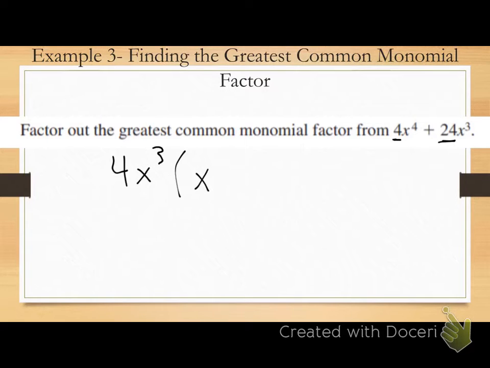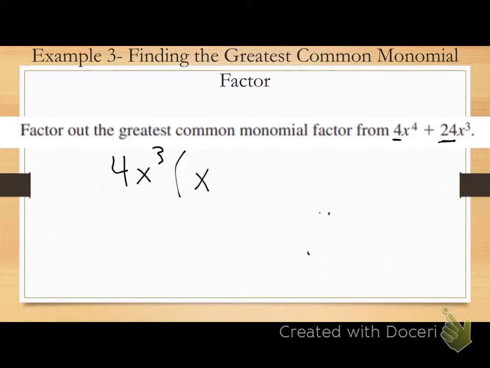We have to go back to our exponent rules from the first semester. If I have 4x to the third times x, I multiply the coefficients. So what's 4 times 1? 4. Do we have the same base here? Yep, they both have a base of x. So what do I do with the exponents if we're multiplying? Add them. So 3 plus 1 gives me 4. So if I multiply 4x to the third times x, I get back to my original first term. Does that make sense? That's what I want.